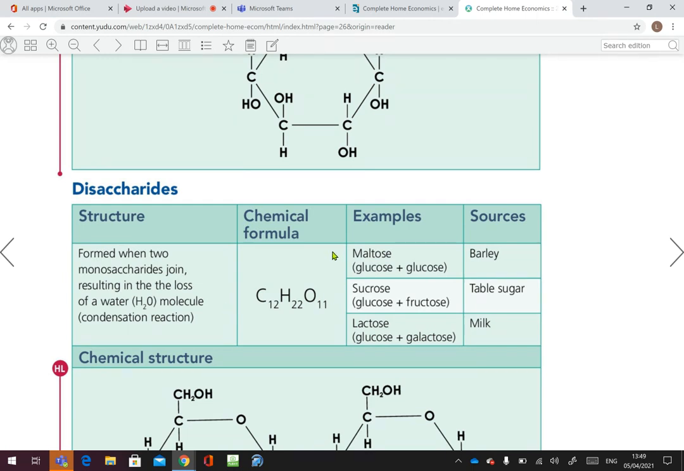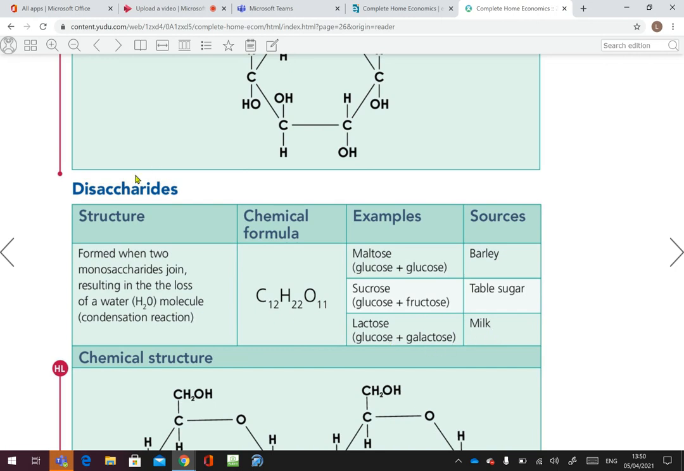Our examples then, we have maltose, which is made up of 2 units of glucose that have combined. We have sucrose, which is made up of a glucose and a fructose together. And we have lactose, which is milk sugar, and that's made up of glucose and galactose. So maltose is found in barley, which is a cereal. Sucrose is in the table sugar you put in your tea, and lactose then is found in milk. So you might have heard of people being lactose intolerant. They can't digest normal milk because they haven't got the enzymes to break down the lactose into glucose and galactose.